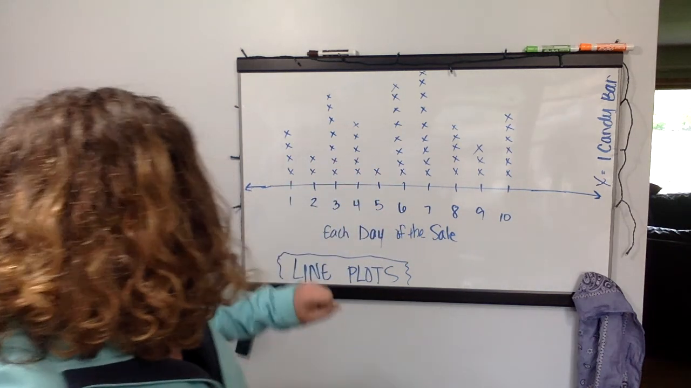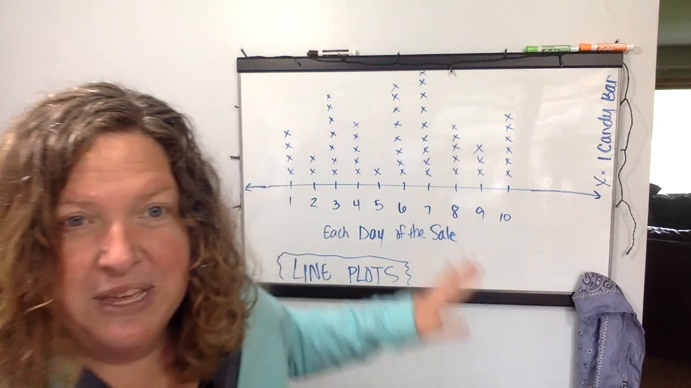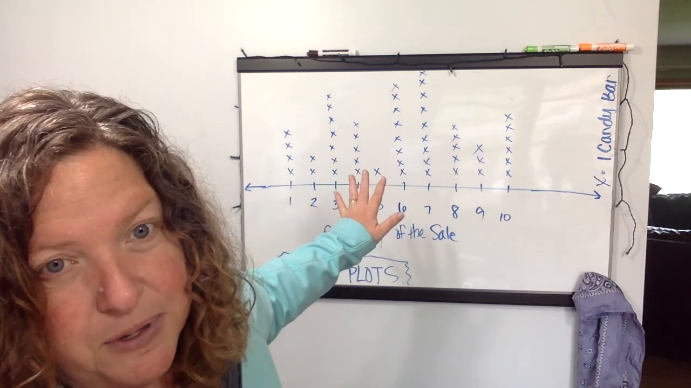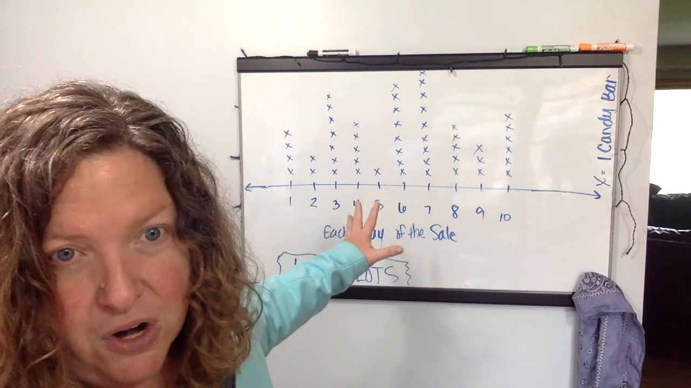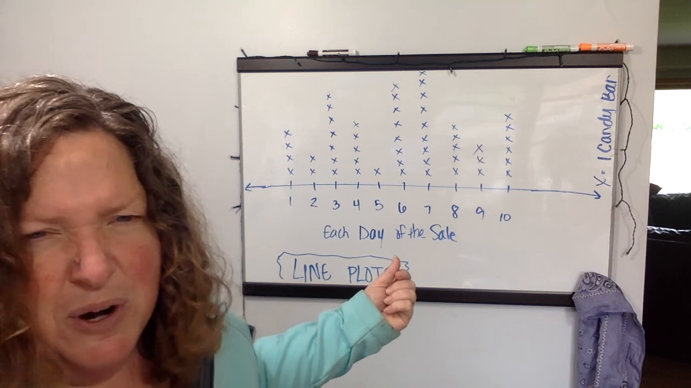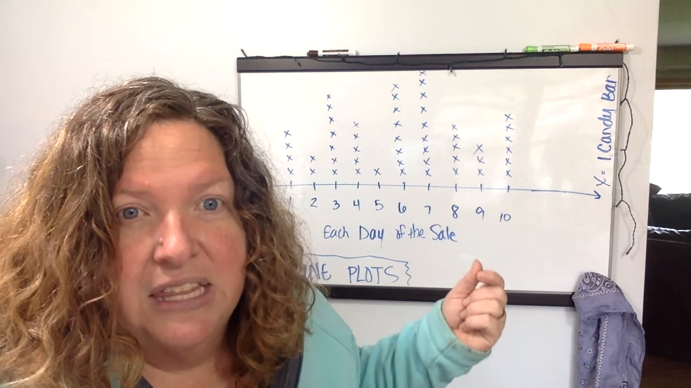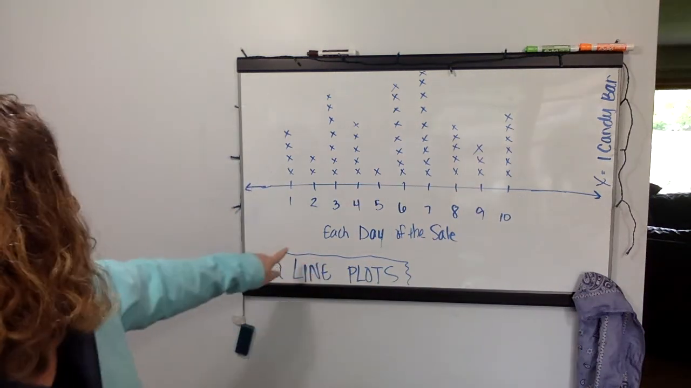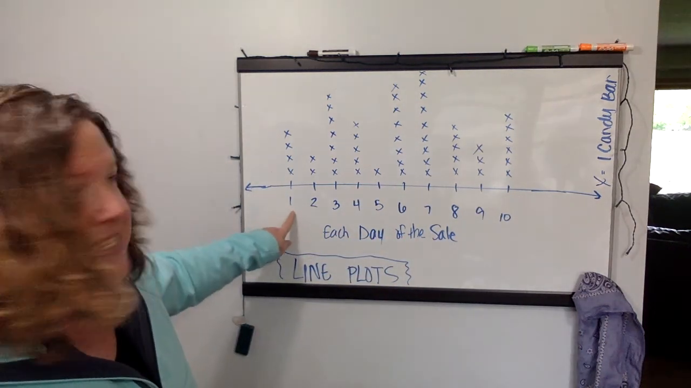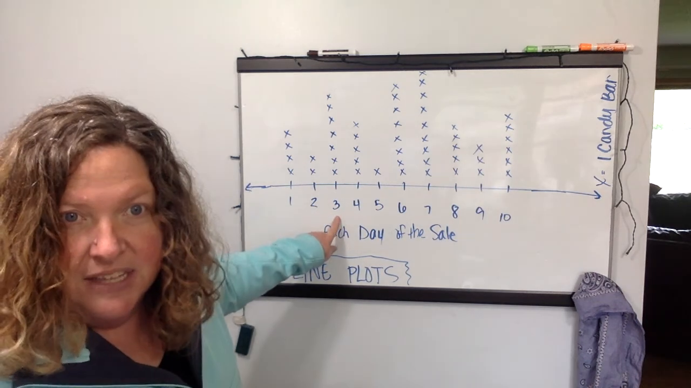So take a look. This is each day of the sale. The first thing when we encounter any kind of visual data, whether it's a table or a map or a chart or a graph, or in this case, a plot, we first need to see what are we looking at? And how do we know what we're looking at? We know that by reading the labels and the titles. So it says each day of the sale. So we know that this is day 1, day 2, day 3 of the sale, day 4.